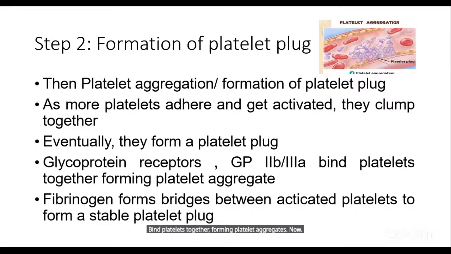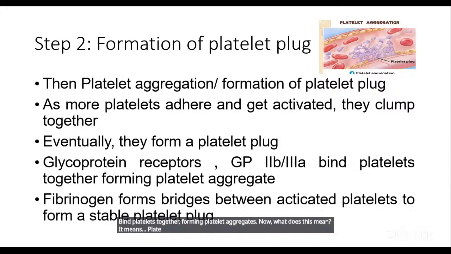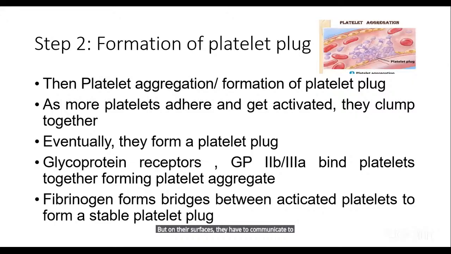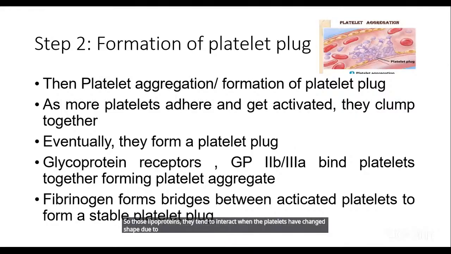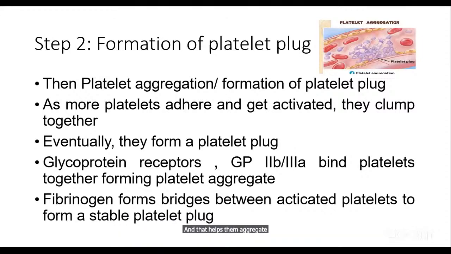Now, what does this mean? It means platelets are involved in hemostatic role, but on their surfaces, they have to communicate to each other. So they tend to express certain molecules on their surfaces, including glycoprotein 2B and 3A. So those glycoproteins tend to interact when the platelets have changed shape due to stimulation as a result of vascular injury. And that helps them aggregate at the site of vascular injury. Fibrinogen forms bridges between activated platelets to form a stable platelet plug.